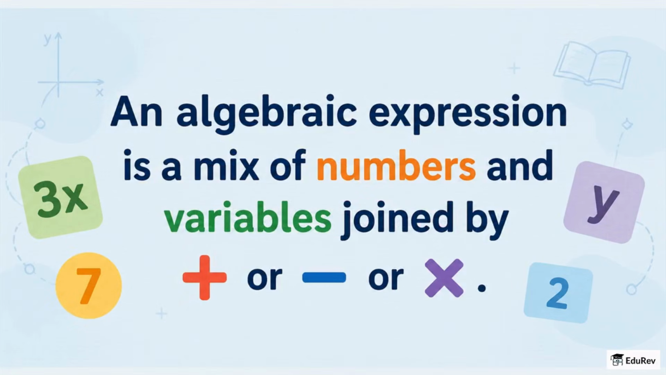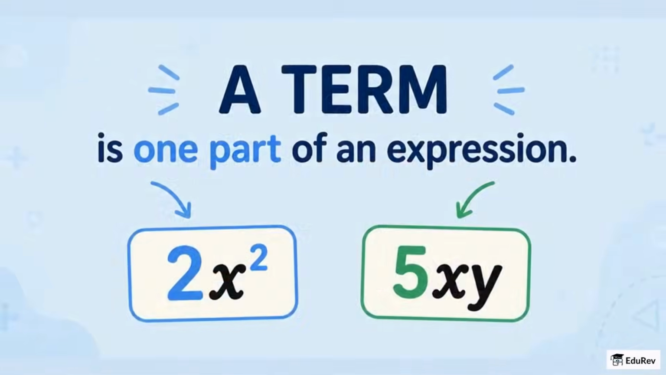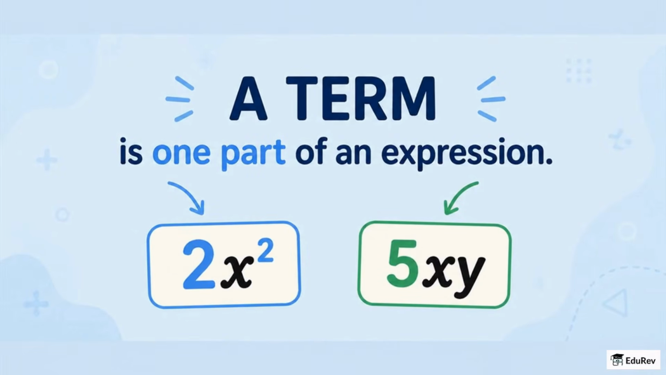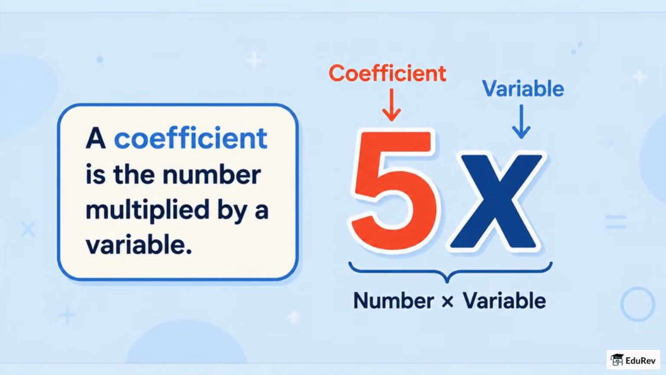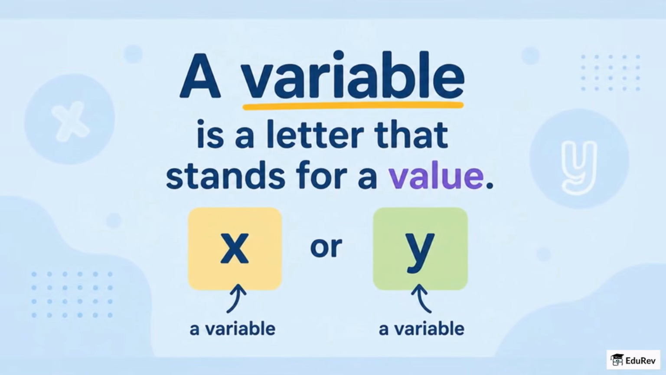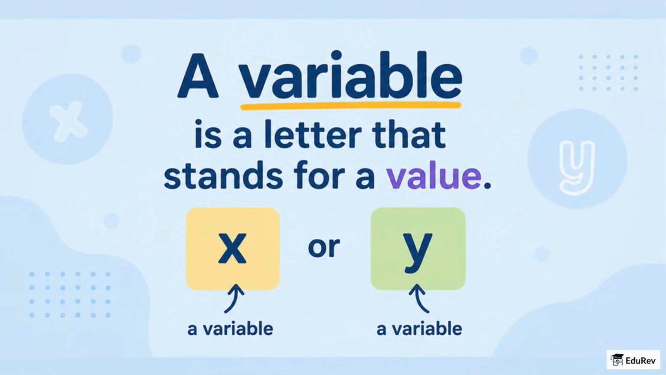An algebraic expression is a mix of numbers and variables joined by plus or minus or multiply. A term is a single part of that expression, like 2x squared or 5xy. A coefficient is the number multiplied by a variable, for example, 5 in 5x. A variable is a letter that stands for a value, like x or y.